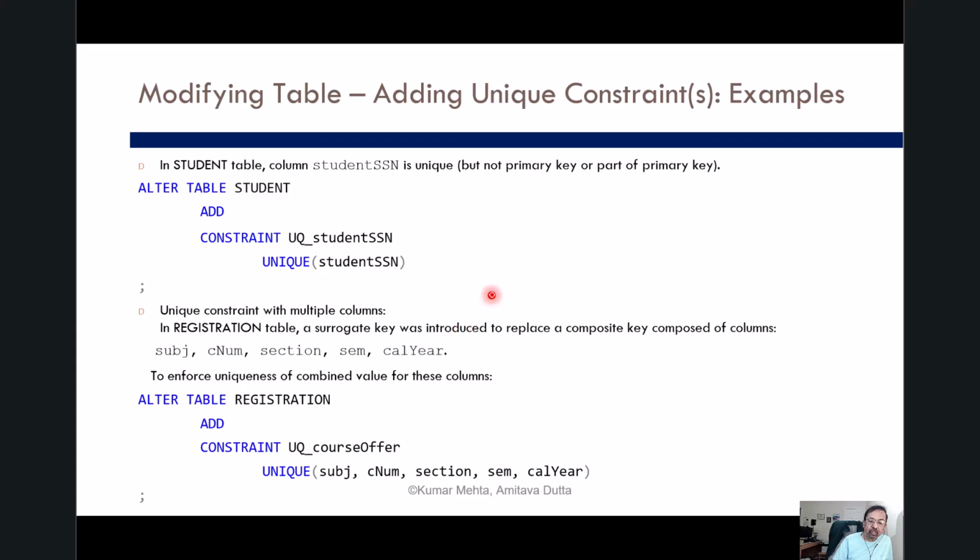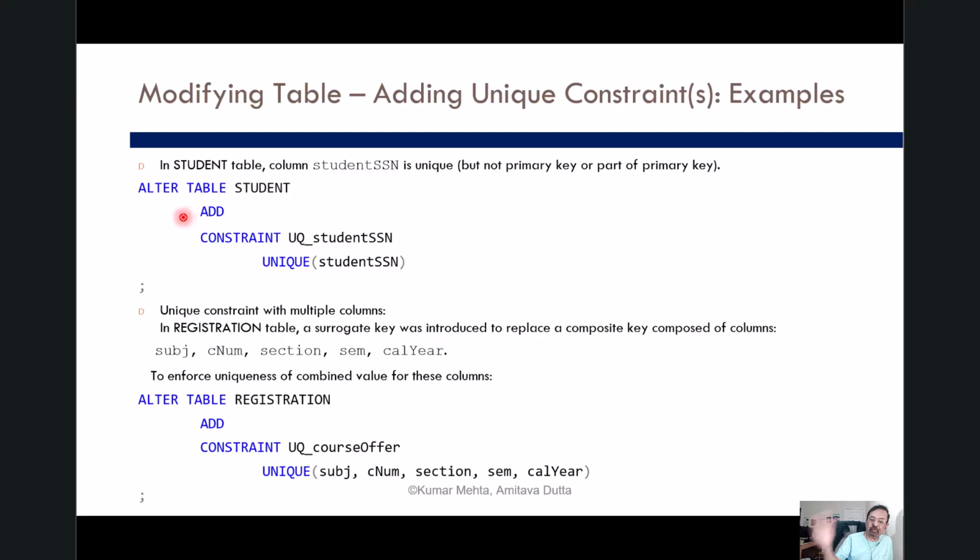All right, so we have a table called student. We have already created it with all its columns and so forth. And student number, the student social security number, is the primary key. We know that it's a candidate key, and social security number is unique. No two students would have the same social security number.